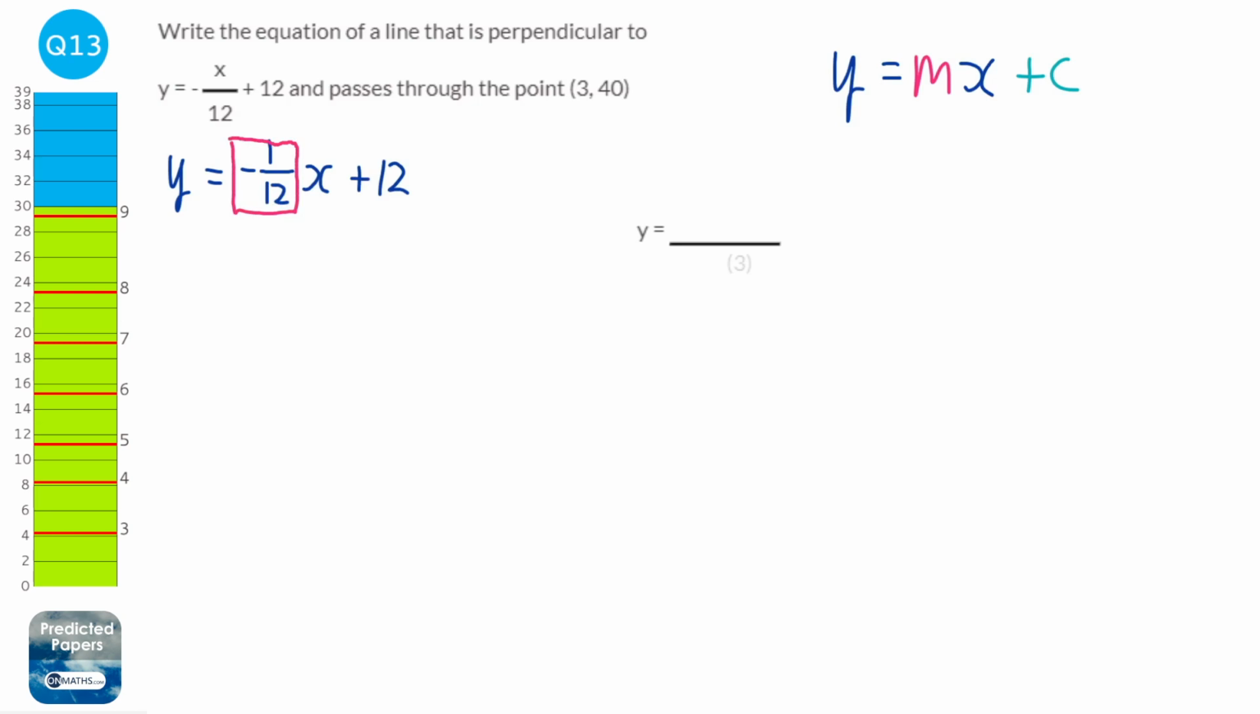But we're not told that it's parallel to that, so the equation that we've got is not going to have the gradient as minus 1 over 12. We're told it's perpendicular. Now, when two things are perpendicular, to find the gradient of the other one, if we know one of them, you've got to change the sign and find the reciprocal of the fraction. So to find our gradient, we're going to change the sign, so it's negative, so our gradient is going to be positive, and we're going to flip it. We're going to find the reciprocal. Reciprocal of 1 over 12 will be 12 over 1, or just 12. So the gradient of our line is going to be 12.